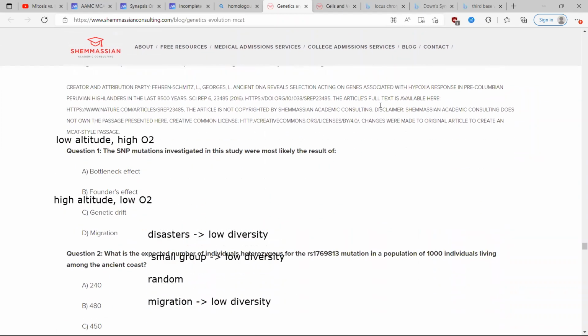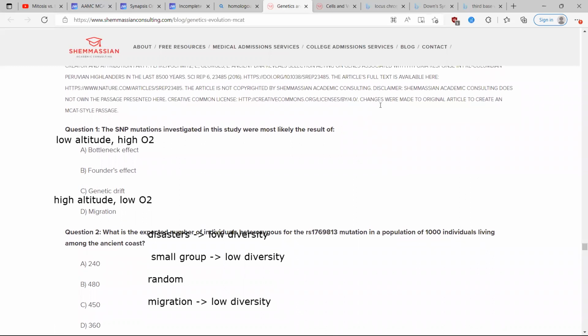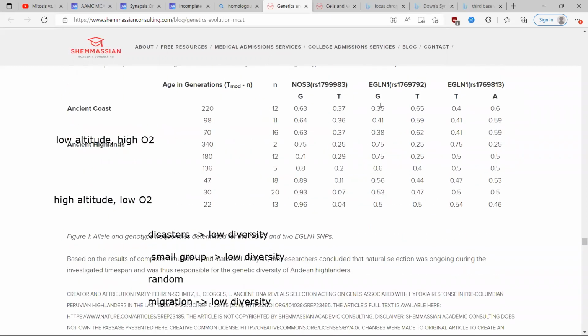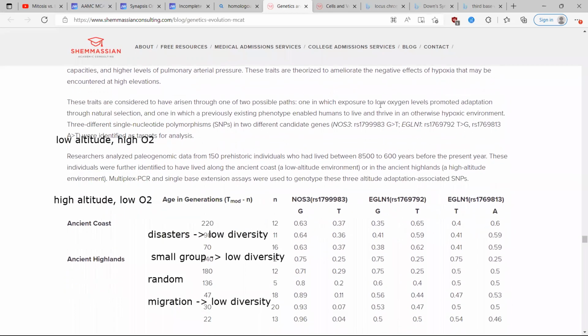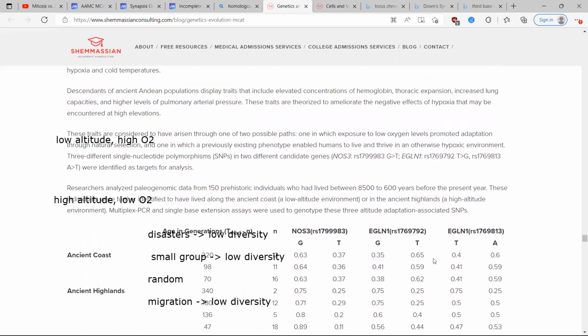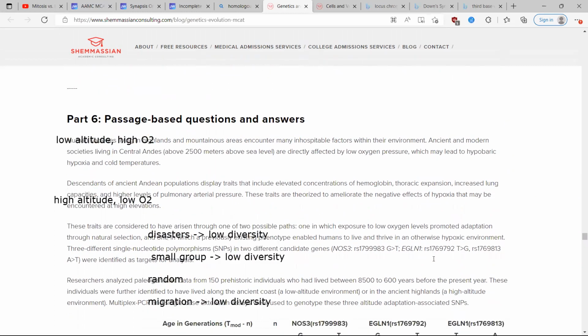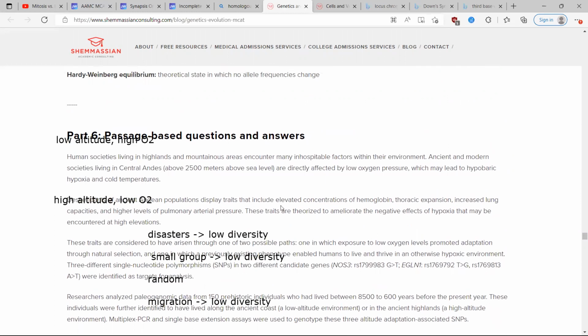Yeah. So in that case, I think it might just be genetic drift because they kind of ended up there, and then because they were in that environment, they had these small changes that were over time slowly helping them to adapt to that environment more. Traced or theorized to ameliorate the negative effects of hypoxia.